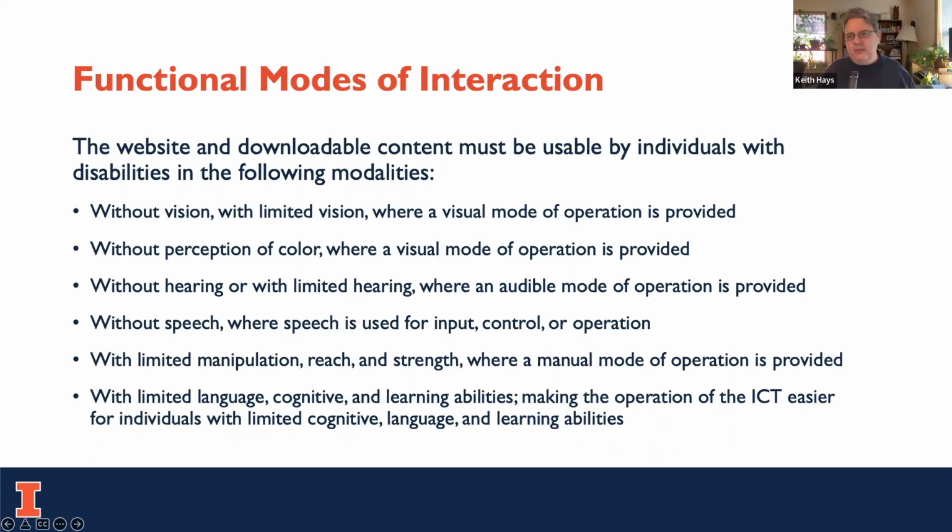And then on top of these legal requirements, and perhaps more important, are functional modes of interaction. These are stated within the laws, but it's also the actual way people interact. So the website and its downloadable content must be usable for individuals with these following modalities. There are 6 listed here. So without vision or with limited vision, where there's a visual mode of operation. So that applies to websites. Without perception of color, where the visual mode of operation also.